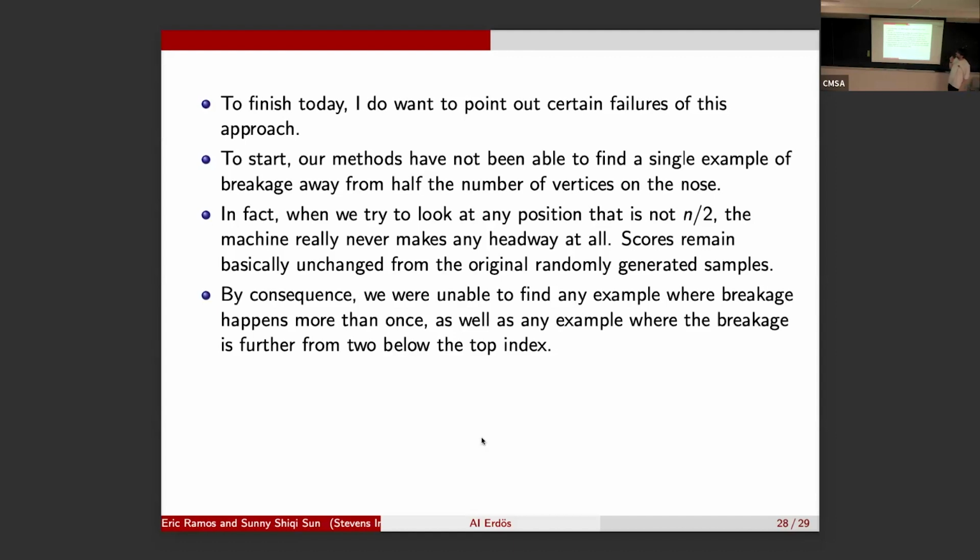Moreover, by consequence, we are unable to find any example where breakage happens more than once. So this is another thing that, given the hundreds of thousands of counterexamples we now have, all of them, log concavity breaks exactly once. We don't know if it can break more than once.